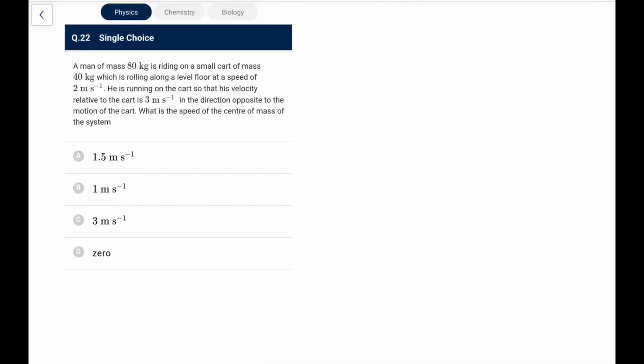Next one, 22nd. A man of mass 80 kg riding on a small cart of mass 40 kg which is rolling down a level floor at a speed of 2. He is running on the cart so that his velocity relative to the cart is 3 in the direction opposite to the motion. What is the speed of the center of mass of the system? Okay. So the cart goes at speed 2 meter per second. The man with respect to the cart is 3 meter per second. So let's assume the velocity of the man with respect to the ground is v.